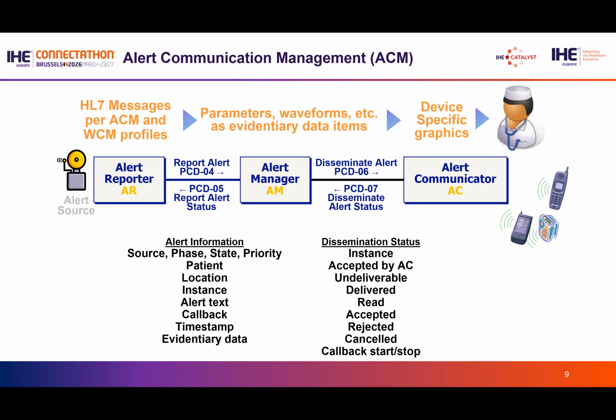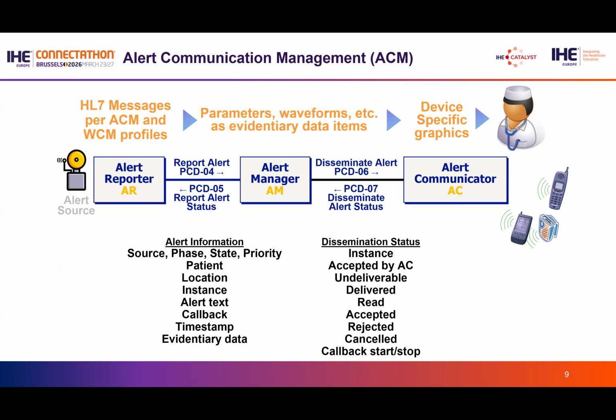Within this profile, the PCD04 is the alert source message, and it's generated by the AR. When the AM receives the PCD04, it does its filtering, decides where to route that to, and then sends it on. And that is the PCD06 message that goes to the AC actor. And that ends up on the devices that the clinicians carry. The AC actor can then provide status back to the AM, that's the PCD07.